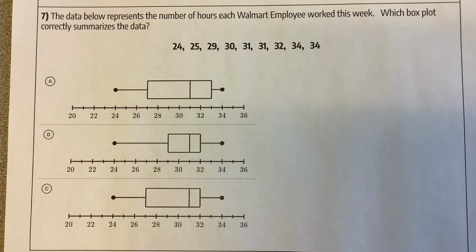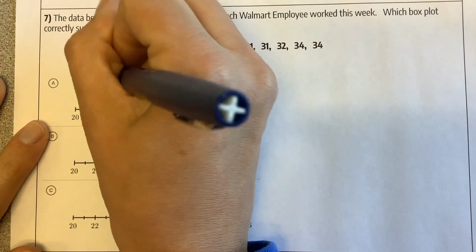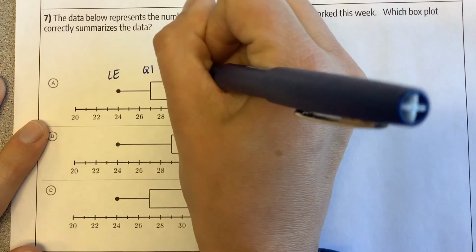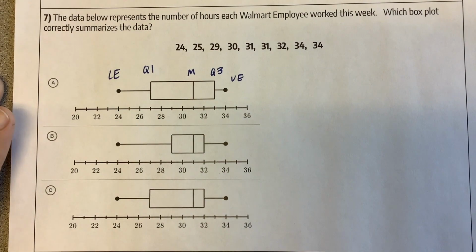All right, and then the last problem here, we are given a data set below, which is representing the number of hours each Walmart employee worked this week. And we have to decide which box plot correctly summarizes the data. So I'm going to go ahead and find the different values, right? Our lower extremes, our Q1, our median, our Q3, and our upper extreme, and see which one matches.